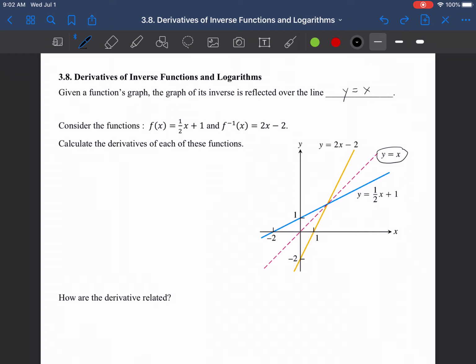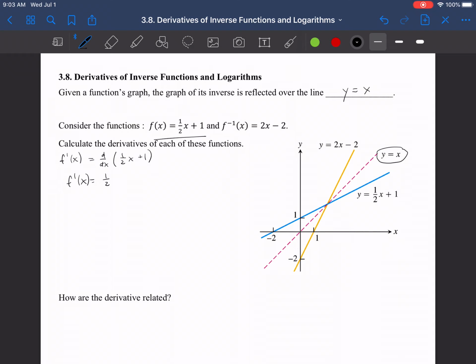Now, let's calculate the derivatives of each of these functions. So let's start with f prime of x, the first function here. If we take the derivative of that, we have d/dx of 1/2 x plus 1, and then we take the derivative of 1/2 x, that just gives us a 1/2, and the derivative of 1 is 0. So we get f prime of x equals 1/2.